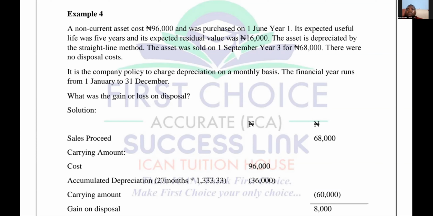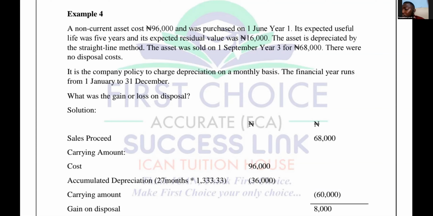Now, how do we calculate the depreciation per year, on a monthly basis? Looking at our formula, the straight line method says that the cost of the asset, which is 96,000, minus the residual value, which is 16,000, divided by its estimated useful life, which is 5 years. So we can get your calculator. I'm getting mine. 96,000.